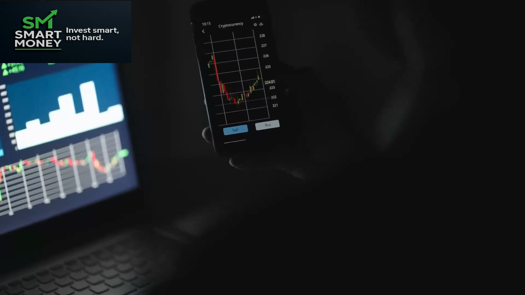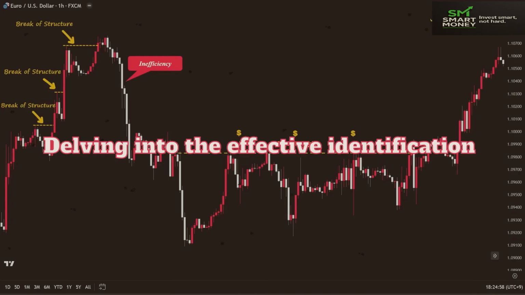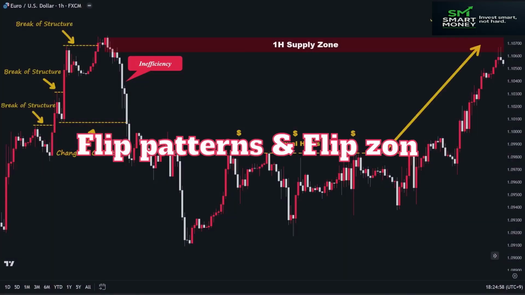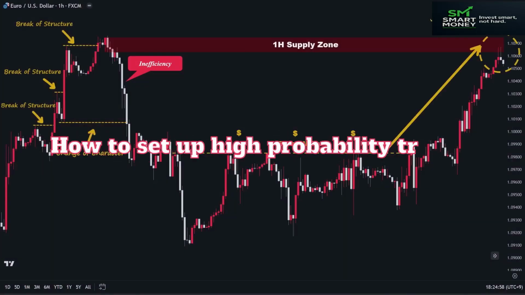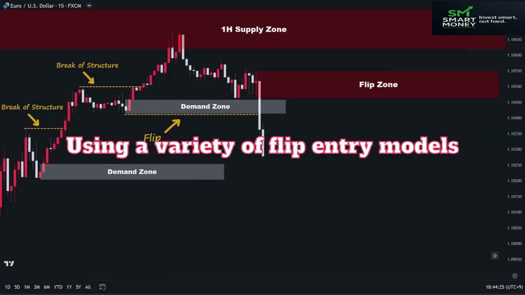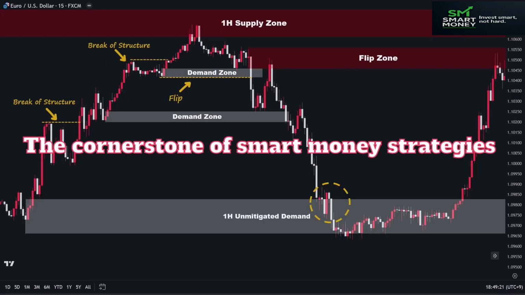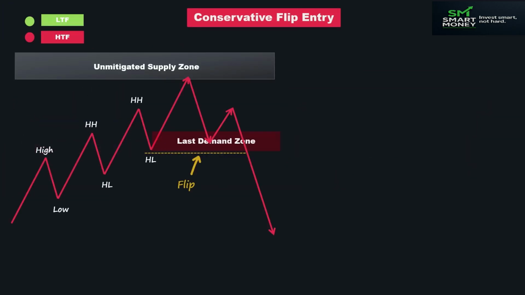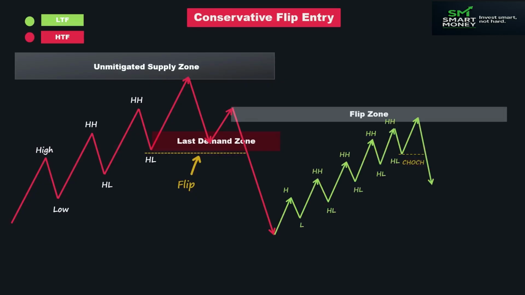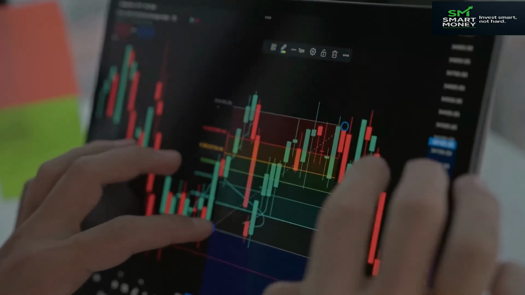In this episode, we will present an advanced tutorial on smart money concepts, delving into the effective identification of flip patterns and flip zones. Our aim is to demonstrate how to set up high-probability trades using a variety of flip entry models. These powerful concepts are the cornerstone of smart money strategies, and neglecting them in your trading plan may leave you a step behind the market, and potentially leave you lagging behind the ever-changing market trends.